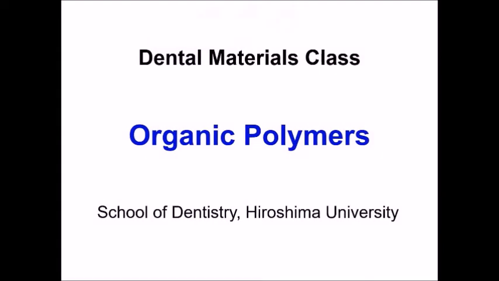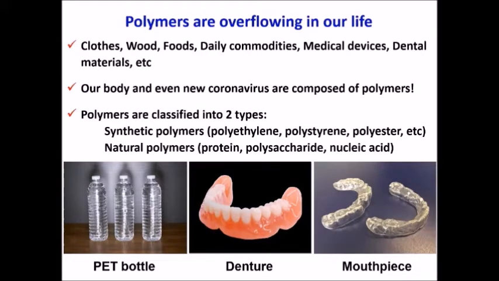The topic here is organic polymers. First of all, as an introduction, I want to give you a brief image of polymers and to remind you how polymers are overflowing in our life. You can find polymers everywhere. For instance, your clothes are mostly made of polymers. Probably you are now using a PC on a wooden table. Wood is also polymers. Foods, daily commodities, and even medical and dental devices are often made of polymers.